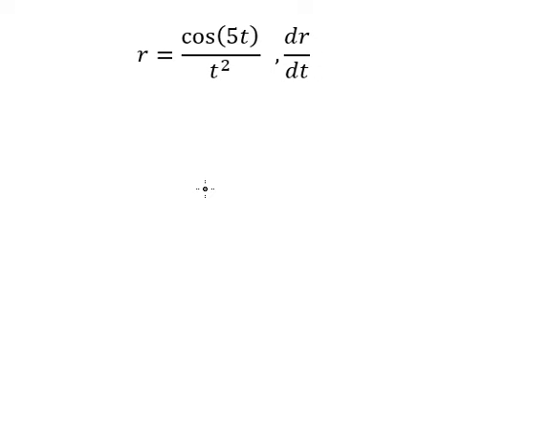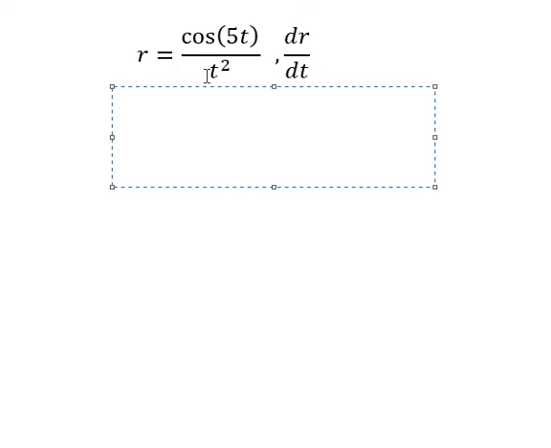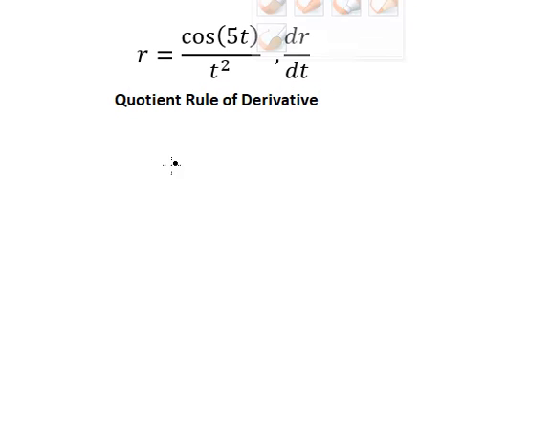So today I will show you how to find the first derivative. For this one, we can apply the quotient rule of derivative. So for this one, we have y equals 8 over b.